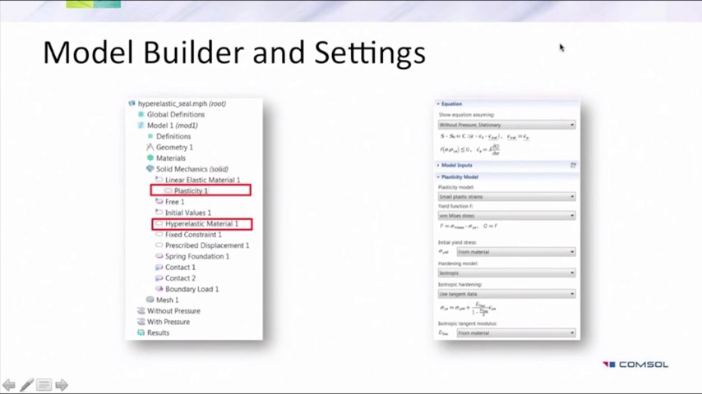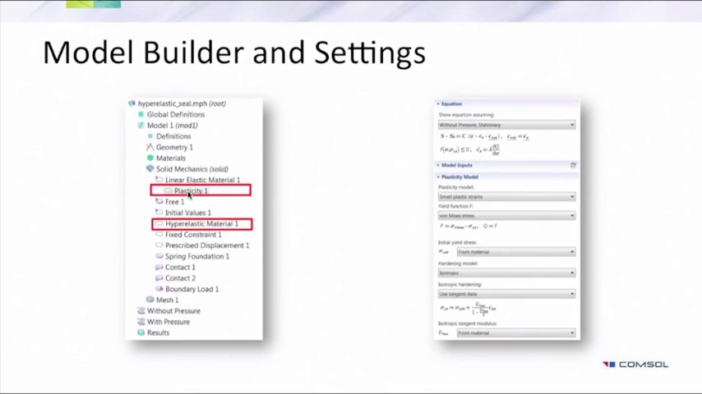The way materials are defined in COMSOL, they are added to the tree of the physics. Here you can see that there are 2 different materials which are added to the same model. One is linear elastic with plasticity, and the second one is the hyperelastic. And what you can do is that in the same structure you can prescribe different types of materials.